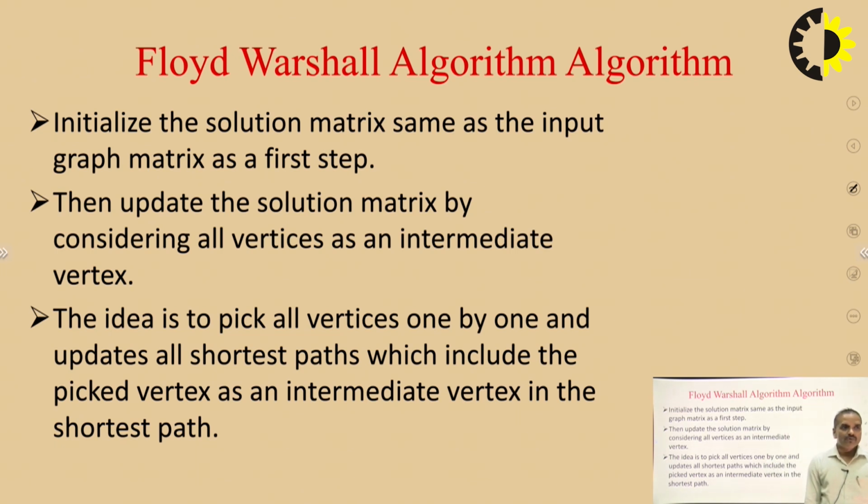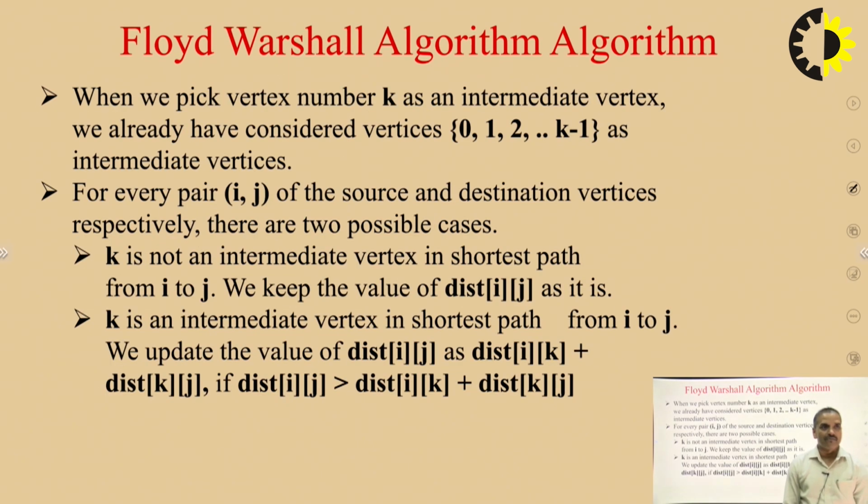The idea is to pick all vertices one by one and update all shortest paths which include the picked vertex as an intermediate vertex in the shortest path. This is basically the algorithm which calculates the distance between every pair of nodes. So we have to find the distance between each node which is given in the graph.